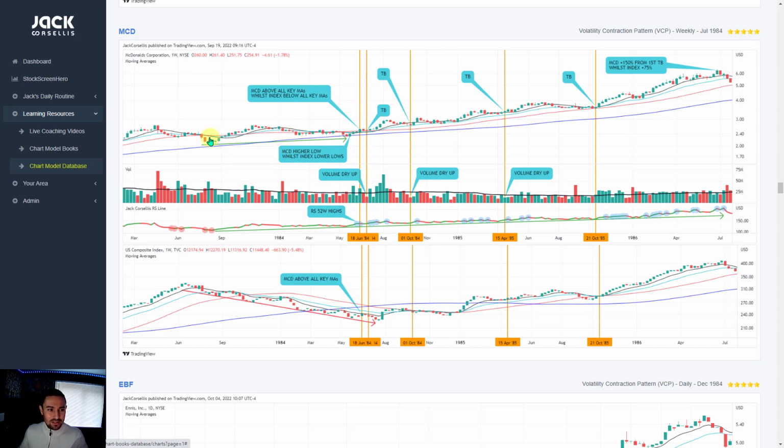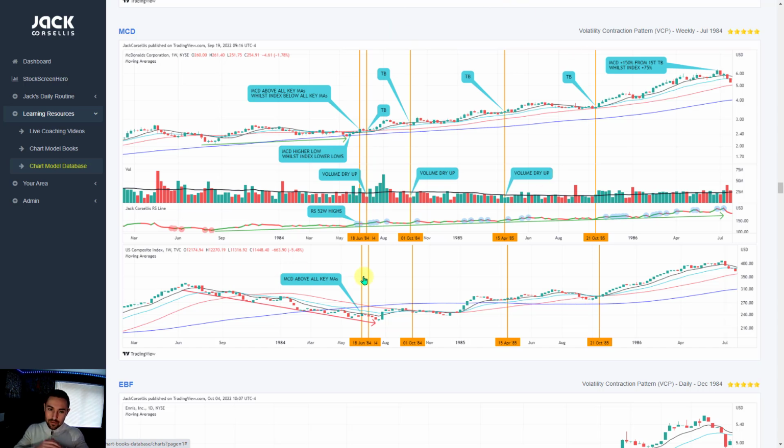So see how McDonald's here, it's got one contraction, bounce, higher low, another contraction, another contraction, another contraction here. Look at the 52-week highs coming through on the weekly chart before it starts breaking out, and then look here, contrast that to the index. The index is making lower low, lower high, lower low, lower high, lower low, lower high. McDonald's is screaming at you. It is incredibly strong. So that there is the relative strength point.